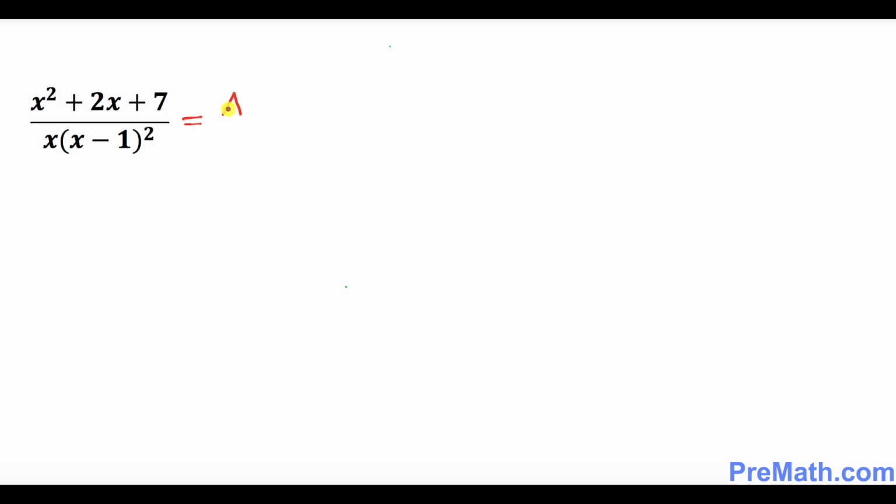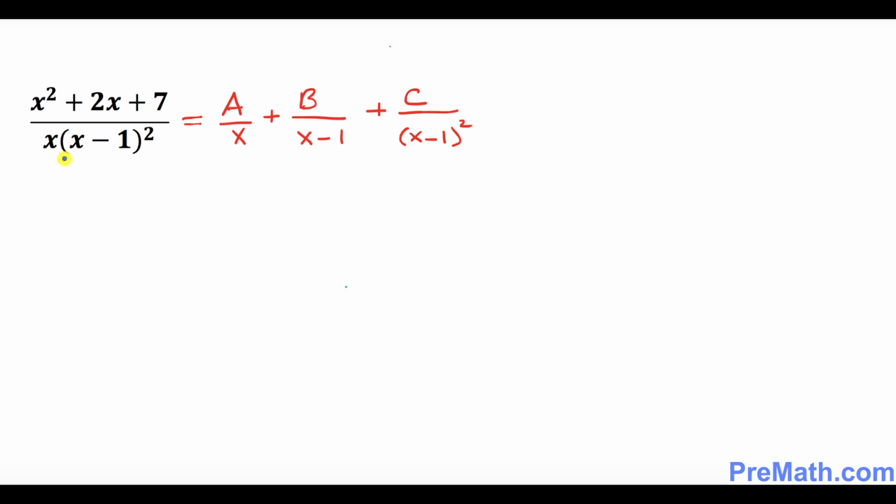I can write A over x plus B over x minus 1, since x minus 1 is repeating, so I'm going to put down plus C over x minus 1 squared.